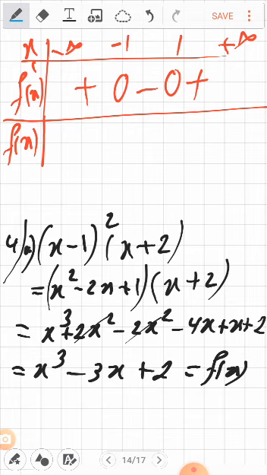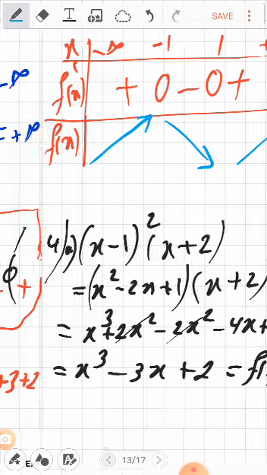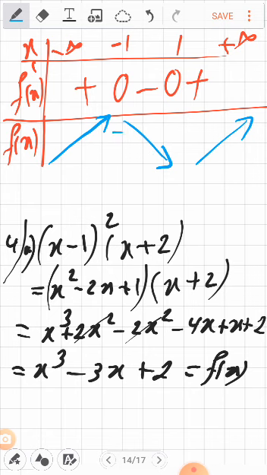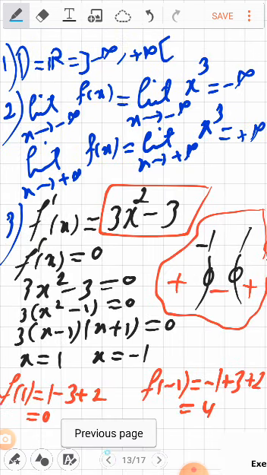For x belonging to minus infinity, minus 1, the derivative is positive and the function is increasing. For x belonging to minus 1, 1, the derivative is negative and the function is decreasing. For x belonging to 1, plus infinity, the derivative is positive and the function is increasing. f of minus 1 is 4. Here 4. f of 1 is 0.